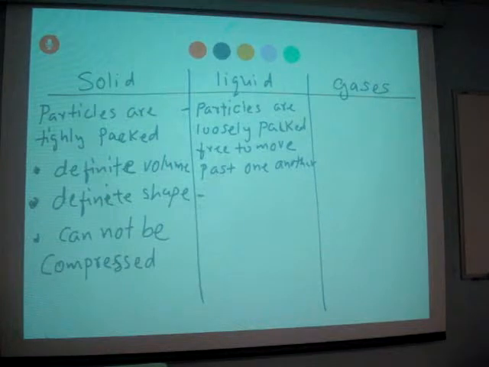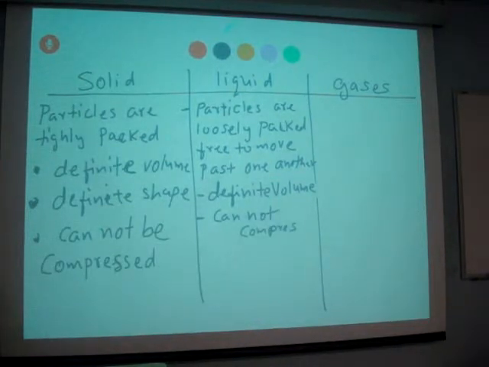It has definite volume. If it has a definite volume, you cannot compress it. But it has indefinite shape, because whenever you pour liquid from one container to another shaped container, it takes its shape. So that's why it has indefinite shape.